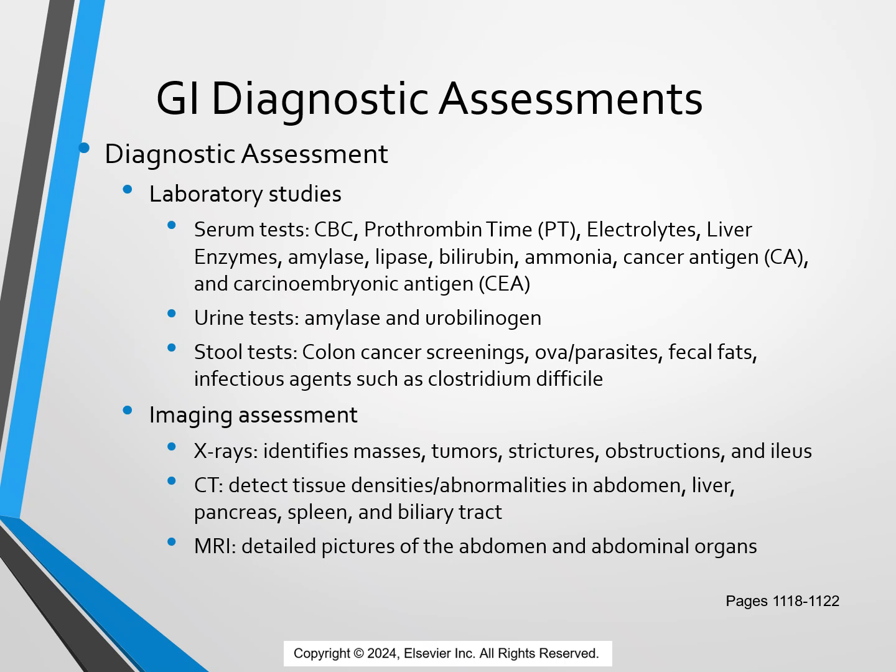For our imaging assessments, this is usually going to be a big one with our GI disorders. So our x-rays, these are going to identify masses, tumors, strictures, obstructions, and ileus. Usually the first imaging is ordered here to diagnose GI problems. No patient prep is required except the removal of any jewelry or belts.